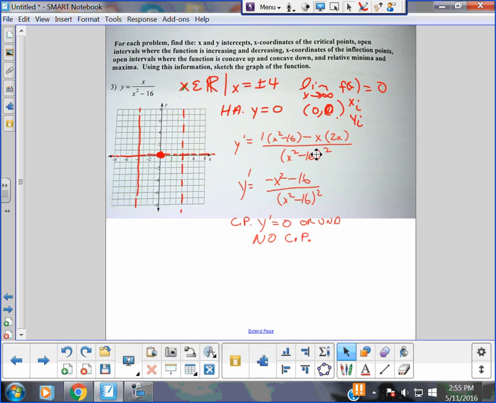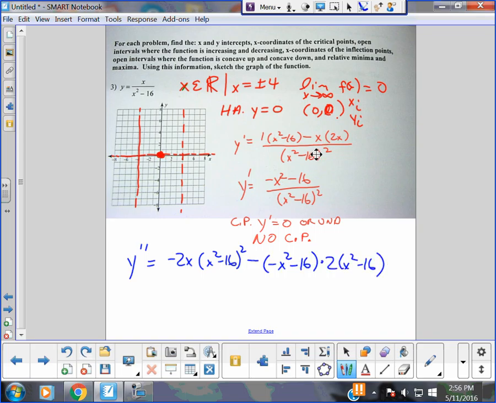So the next thing was concavity, all right? So I'm going to take the derivative of that. I'll do it in blue. Y prime prime equals derivative of negative x squared minus 16. I think it's negative 2x. Now, this is where it gets fun, right? Times the bottom minus the top, which is negative x squared minus 16, right? Times the derivative of the bottom, which is 2 times x squared minus 16 times 2x, all over x squared minus 16 squared squared, which the last time I checked, squared squared is to the 4th.